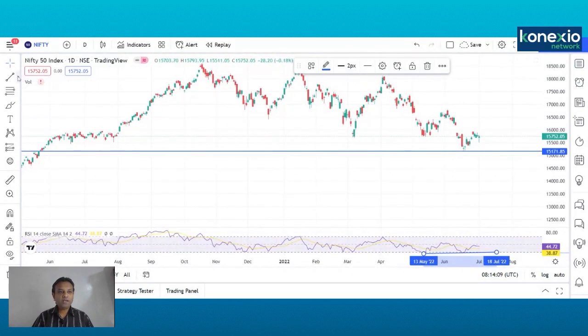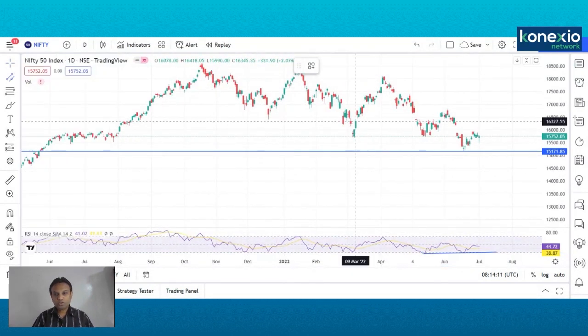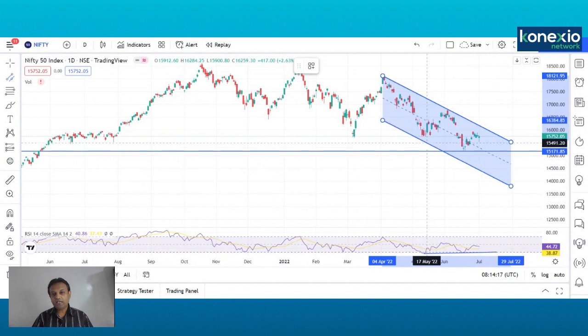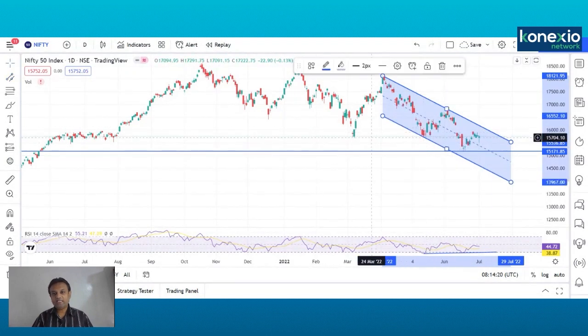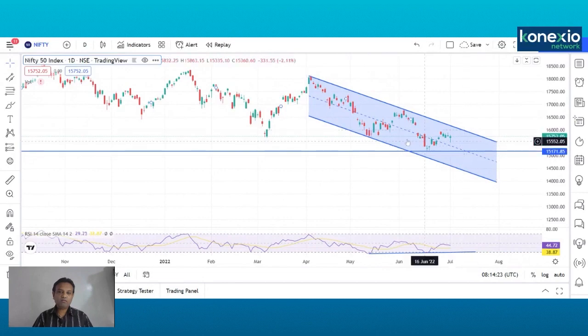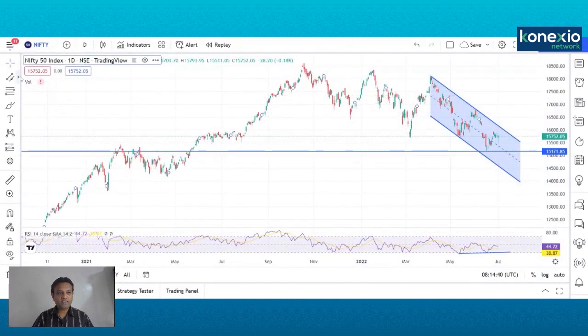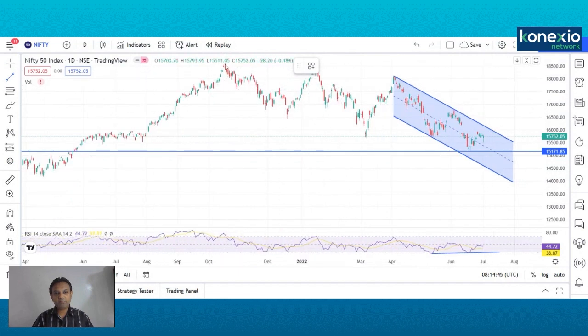Now let me draw a parallel channel, a downward falling parallel channel. Bank Nifty and Nifty have still been moving in this downward falling channel. It needs some force to break these levels. Looking at this pattern, there is a little bit of confidence growing in the markets that the market is poised to break this downward falling channel, and it might rally towards the multiple resistance areas which we have shown in our earlier reports or videos.